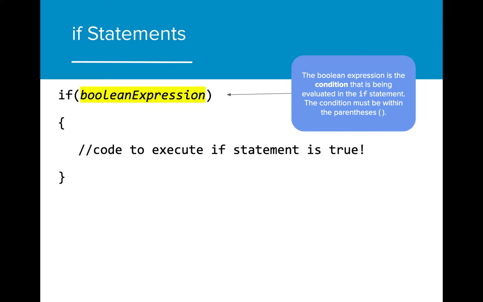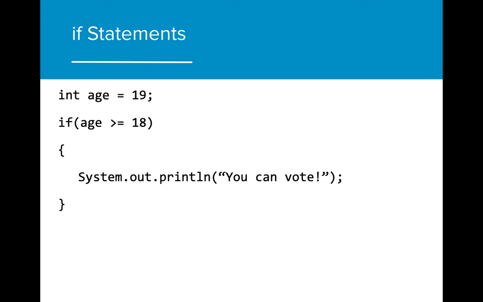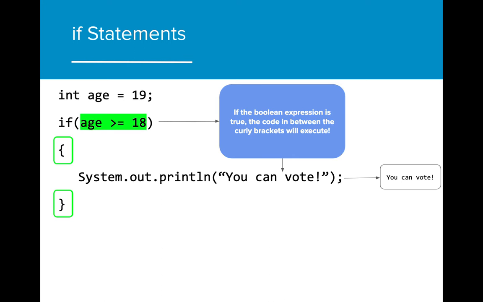After the if keyword, the Boolean expression is written in between parentheses. The Boolean expression is the condition that is being evaluated in the if statement. If that condition is true, then the code within the if statement will be executed. Let's take a look at an example here. In this case, the Boolean expression is age is greater than or equal to 18.